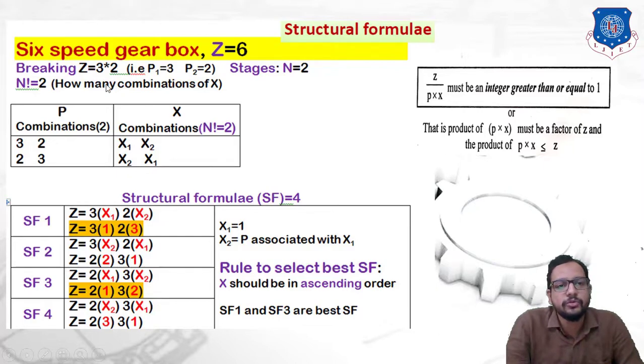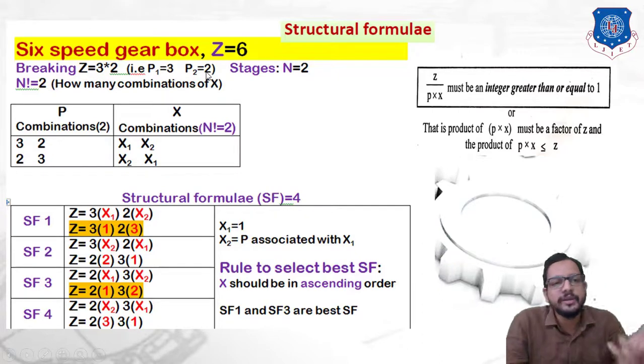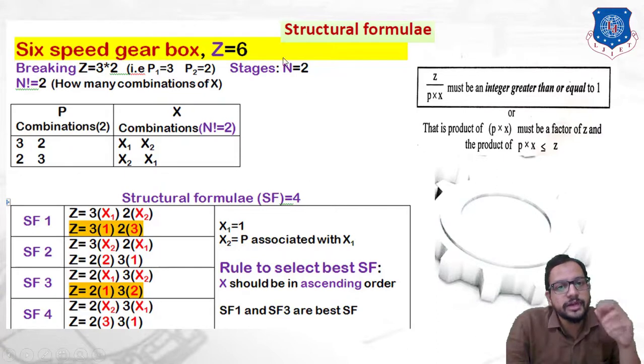So z is equal to 2 into 3, or we can say 3 into 2. So I am writing it as 3 into 2. According to that, p1 is 3, p2 is 2. How many stages are there? We would say there are 2 stages in this 6-speed gearbox. That is 3 raised to 1 and 2 raised to 1, so 1 plus 1 would be 2.